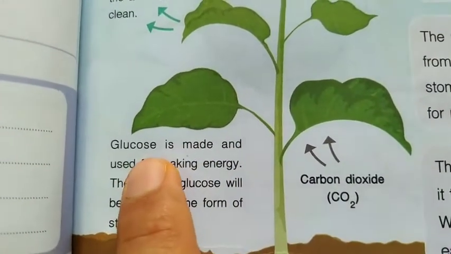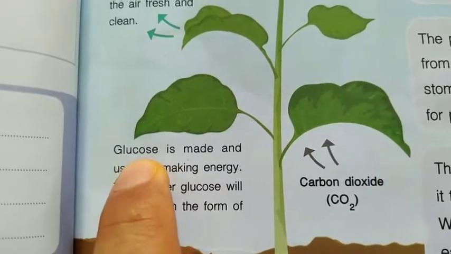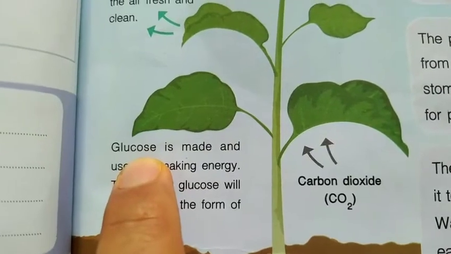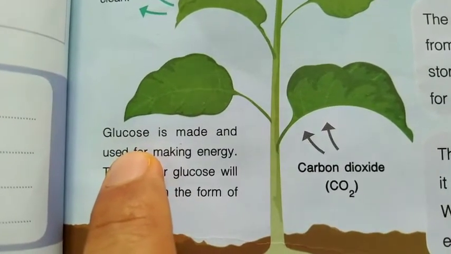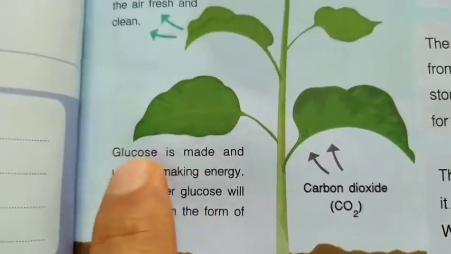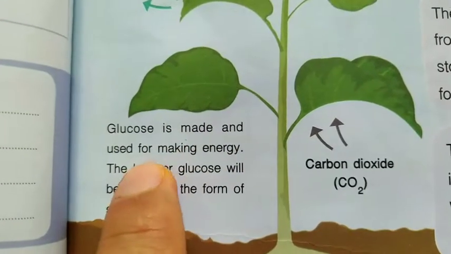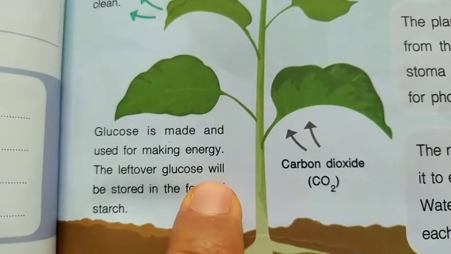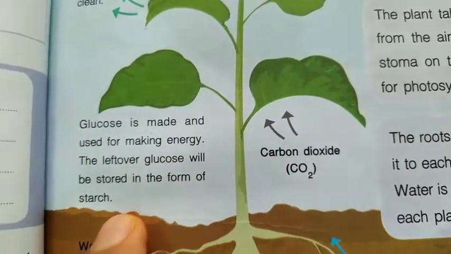So in other words, glucose or sugar, glucose means sugar, one kind of sugar. There are many kinds of sugar: glucose, fructose, lactose, maltose, and many kinds. So glucose is made and used for making energy. Leftover glucose will be stored in the form of starch.